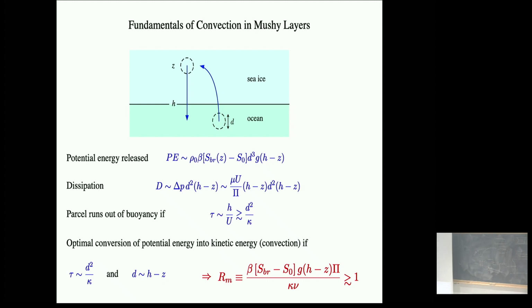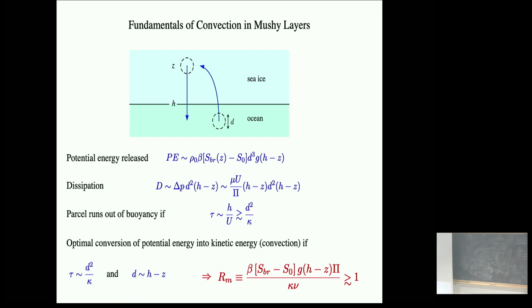We can estimate the pressure drop from Darcy's law through this porous medium as being the dynamic viscosity of the liquid times the velocity divided by the permeability, which has dimensions length squared, by the way. That gives us a pressure gradient, times the distance gives us the pressure drop, multiplied by the area gives us the force, multiplied by the distance. So the work done is there, the dissipation is there, and we're going to run out of buoyancy if we take too long.